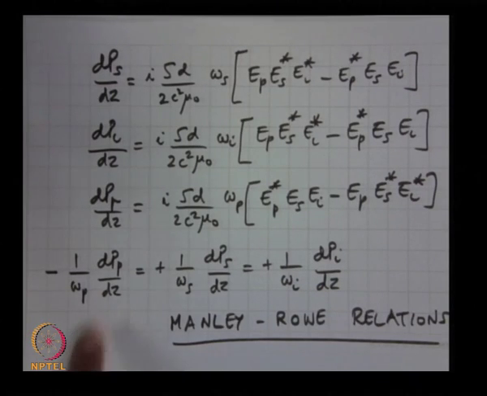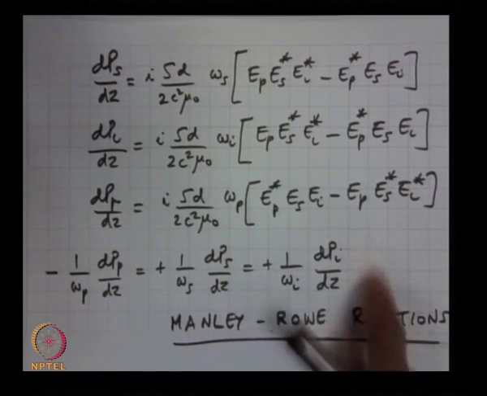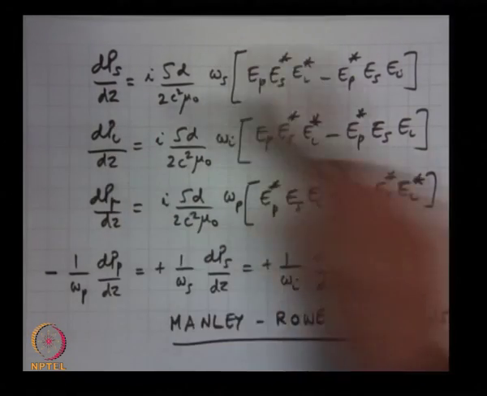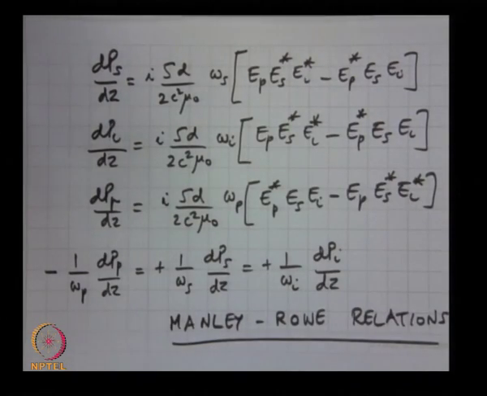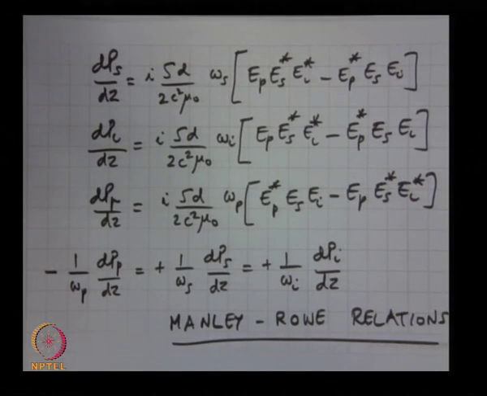So the rate of decrease of the number of pump photons is equal to the rate of increase of the signal photons, which is equal to the rate of increase of the idler photons. Now I'll leave it to you to use this equation and show that d by dz of Pp plus Ps plus Pi, the sum of these three, will simply be 0, because omega p is equal to omega s plus omega i.